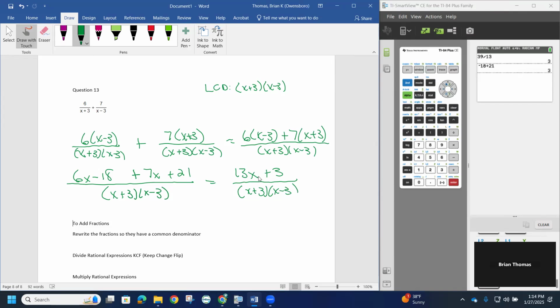Now, if we revisit the numerator, it's not really factorable. So there's no factors that we can cancel out because the 13 is not in common with both of these terms, so I cannot factor out a 13. So it stays as is. That would be our final answer, is that expression.